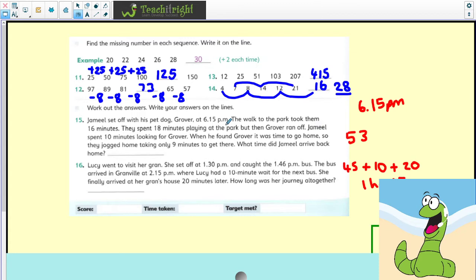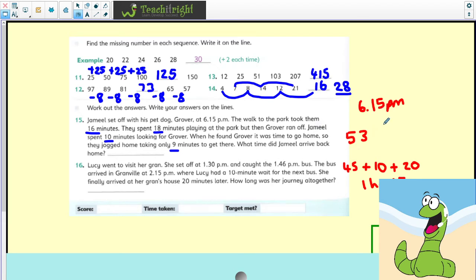Now, if we actually add on the time that was taken, so if we were to add up all the times, I'll just underline them so you can see what we were actually adding together. Those were all the times we needed to add up, and we actually get 53 minutes in total, and we then need to add it to 6:15.